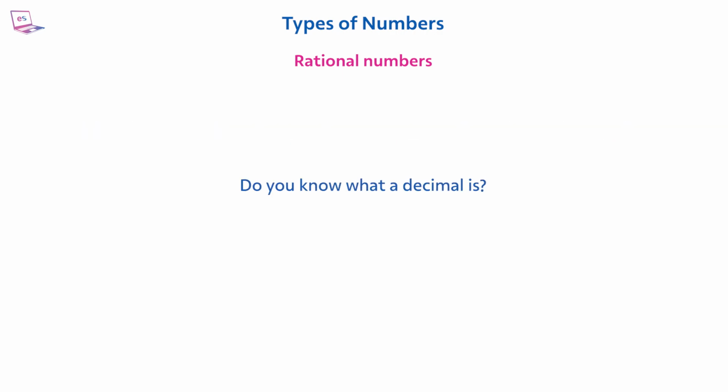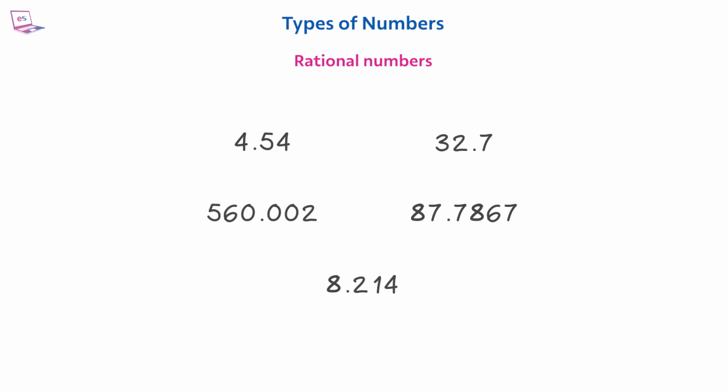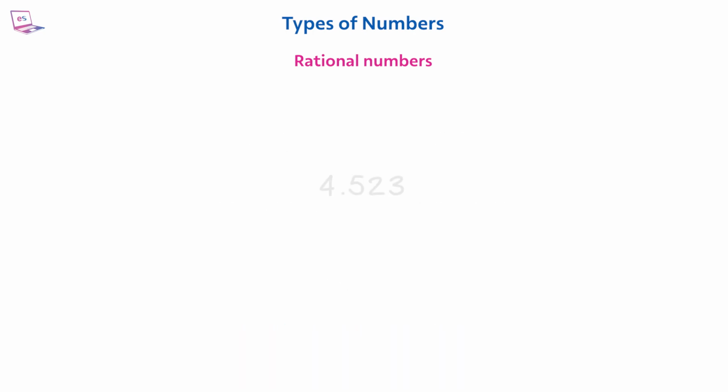Do you know what a decimal is? It is a way of representing numbers that are not whole. A decimal point separates the whole part from the fractional part. Decimals are based on powers of 10. For example, 4.523 is a decimal where 4 is the whole part. What do you call the numbers after the decimal point?